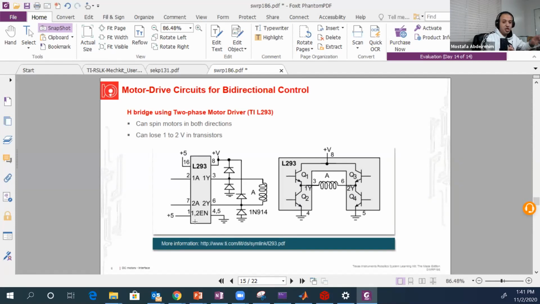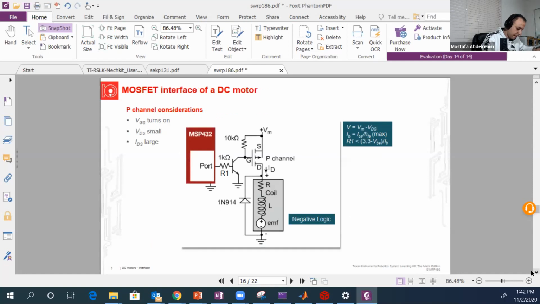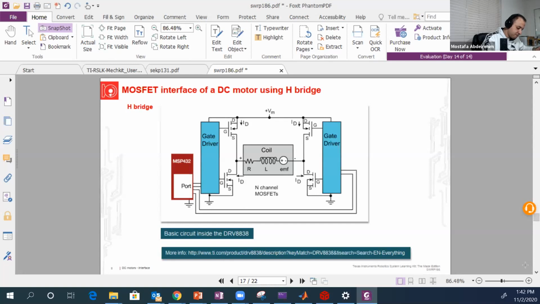Okay, so we just need to learn how to configure or put the right voltages or the right outputs to this chip on the board, so that we can run the motor left or right. Okay, and again, these diodes are used for protection, just like the first one. You can just ignore this one, we don't need it. Here is the chip that I'm talking about. It's called DRV8838.